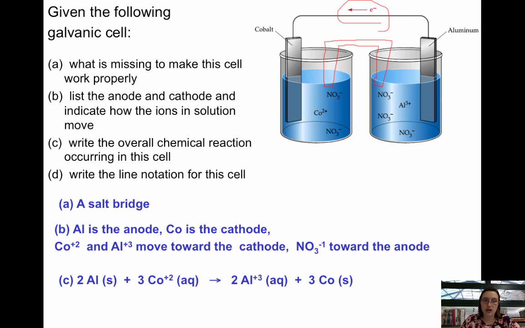All this is redox. And then D says write the line notation for this cell. So remember what always goes first? The anode goes first, you need a double line to represent the salt bridge, and then you write the cathode. So this is actually what we get. Remember, anything that's aqueous needs concentration. If you're not given the concentration, assume that it is standard, which is 1 molar.